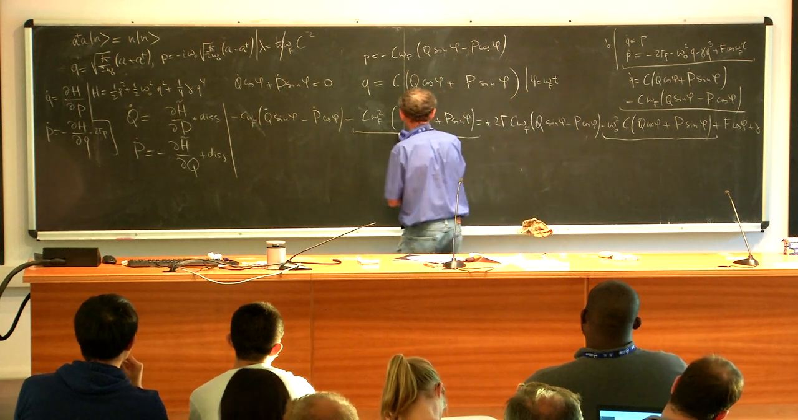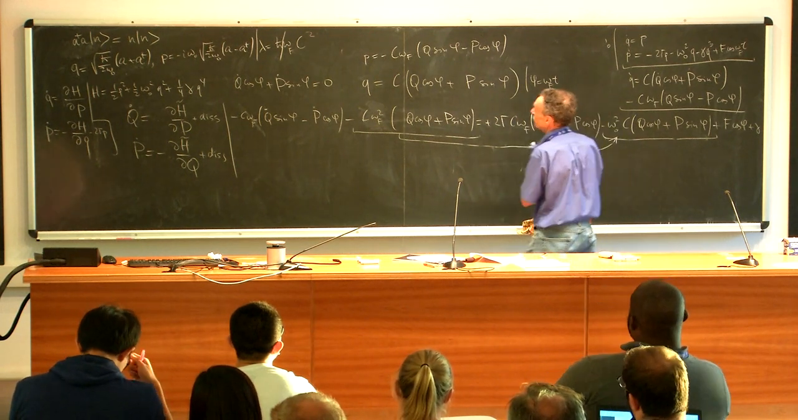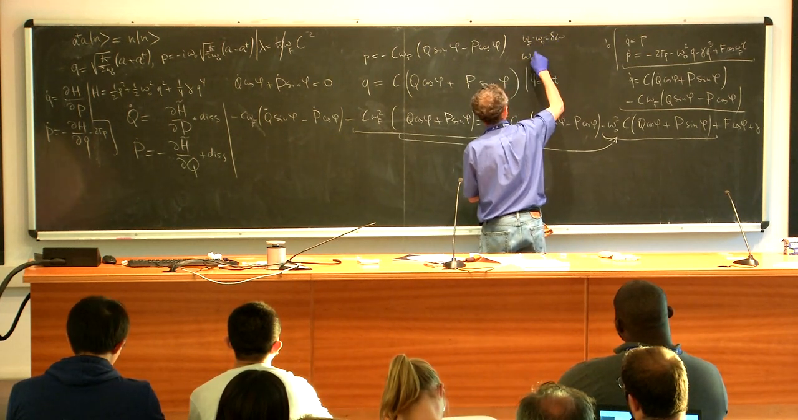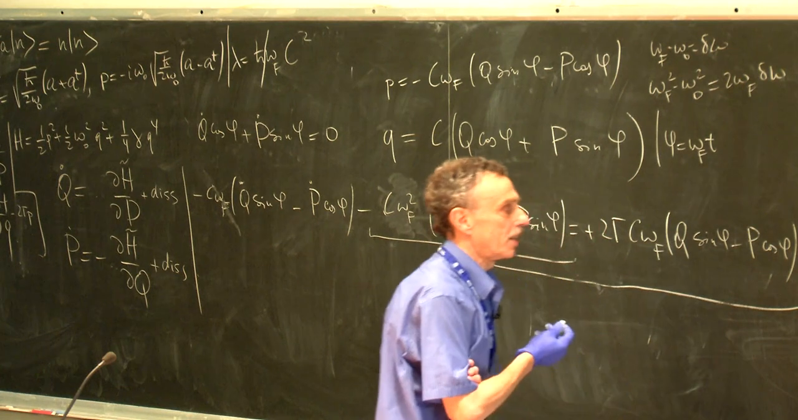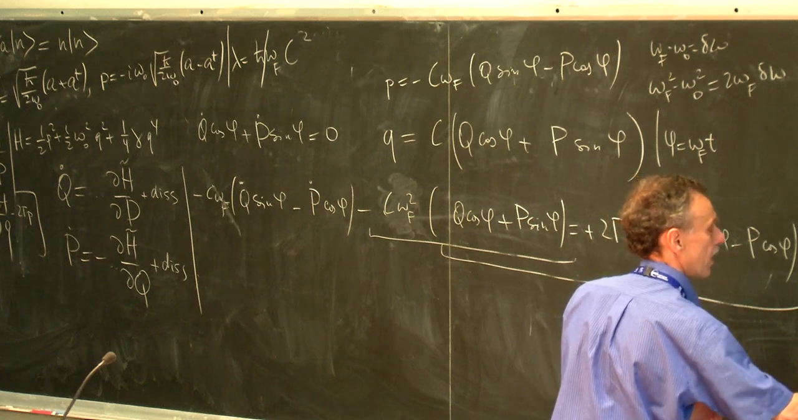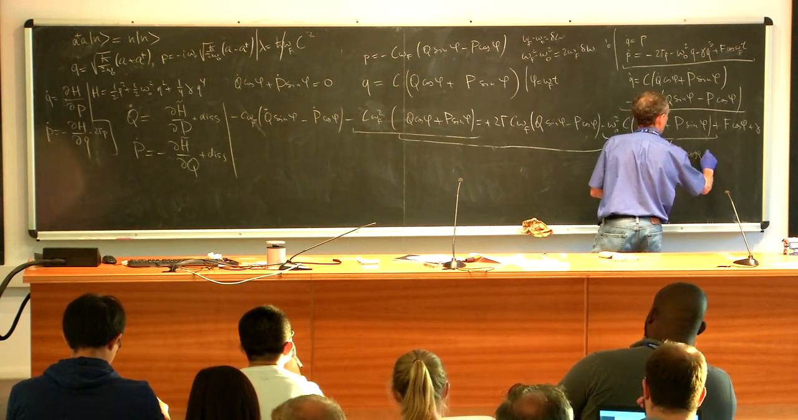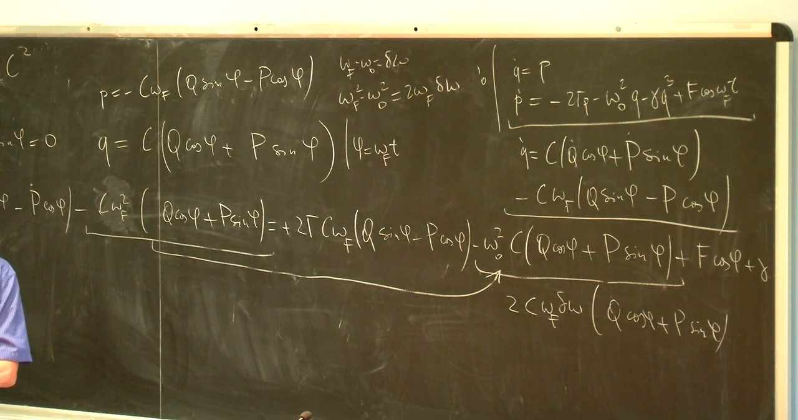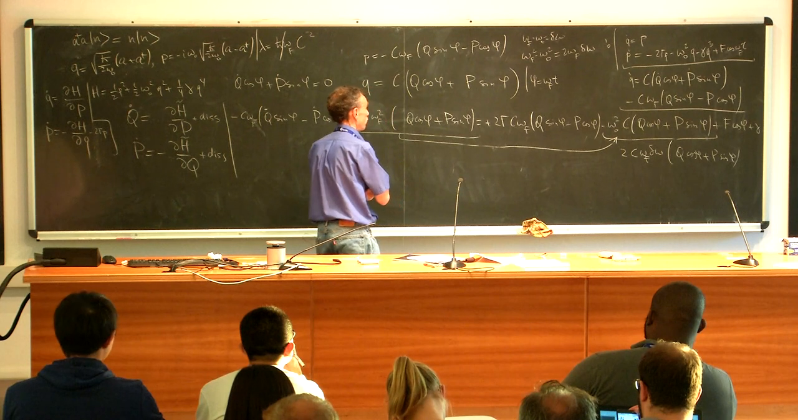So if I move this term around here, and keep in mind that omega f minus omega naught is delta omega, and omega f squared minus omega naught squared is 2 omega f delta omega, what I have is 2 C omega f delta omega times Q cosine phi plus P sine phi. This makes life much easier. Because now I will try to divide by C omega f.